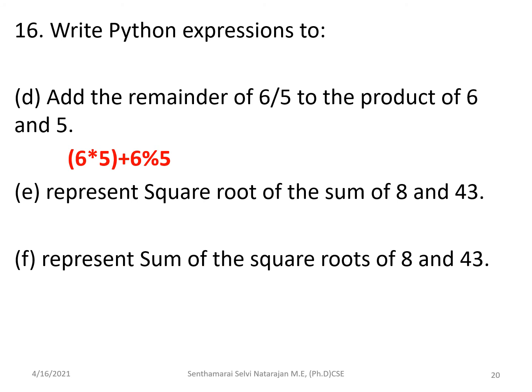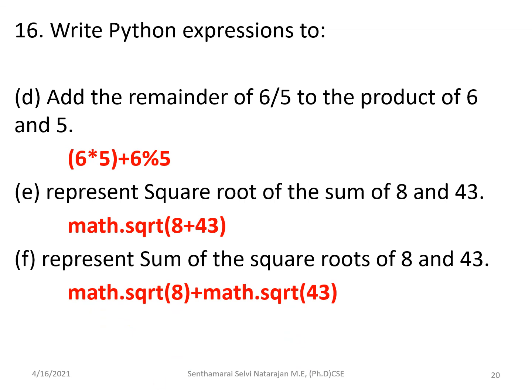Next is represent the square root of the sum of 8 and 43. So first you have to perform the operation sum of 8 and 43 and then get the square root. Next is represent the sum of square roots of 8 and 43. So you have to get the square root of 8 and then the square root of 43, then you have to perform the addition operation. So here first square root of 8, then square root of 43, then the addition operation.